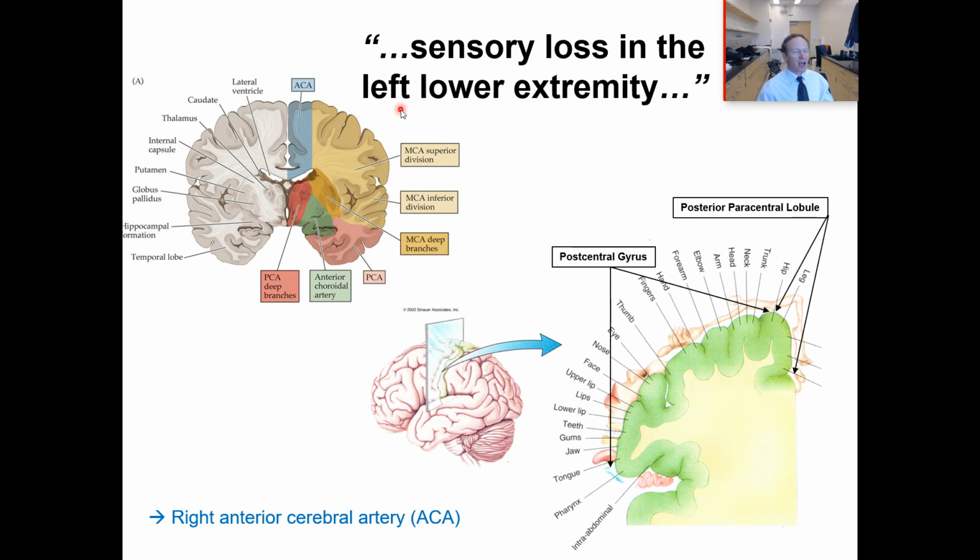The lesion is in the cortex. It has already decussated. So therefore, we have a contralateral relationship between the lesion and the symptom. And it's in the left lower extremity. We know that the legs are located here on the homunculus, and that is supplied by the anterior cerebral artery. Therefore, by just looking at the symptoms and knowing it's in the cortex, we can see that the right anterior cerebral artery was involved in this patient.